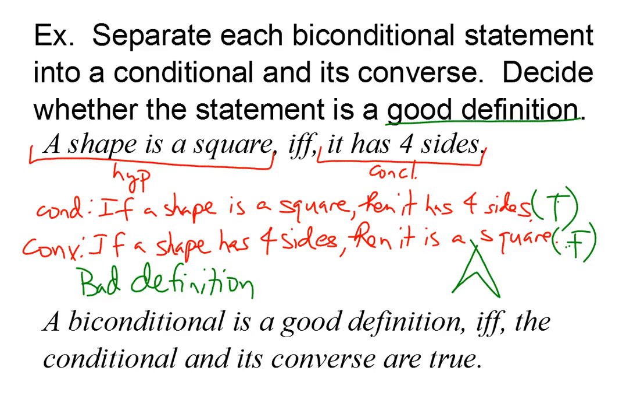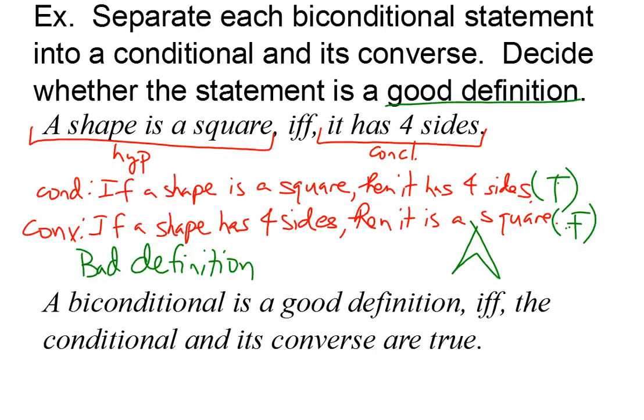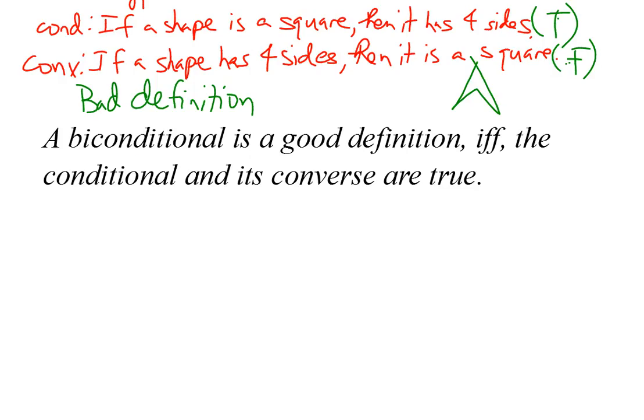Okay? All right. The last sentence. Again, let's take a look at this last sentence here. A biconditional is a good definition if and only if the conditional and its converse are true. You guys separate that into a conditional and its converse and decide the truth values of each sentence to determine whether this is a good definition of a biconditional or not.